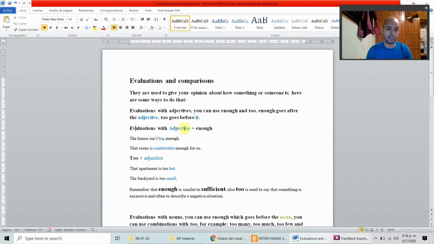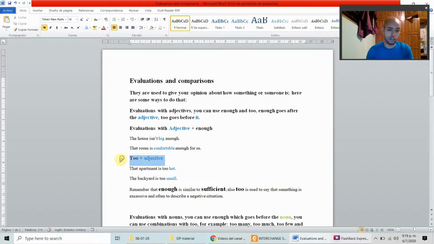Evaluations with adjectives. Let's see. Adjective plus enough. The house isn't big enough. You are saying that the house is smaller than you wish it would be. That the house is not so big. The house isn't big enough. That room is comfortable enough for us. You are saying that it is good for you in terms of comfort. It is comfortable enough.